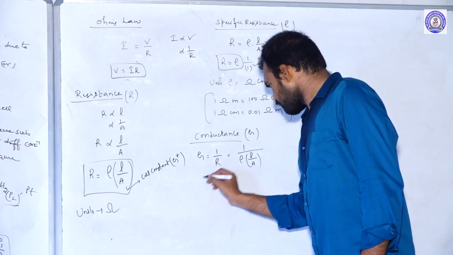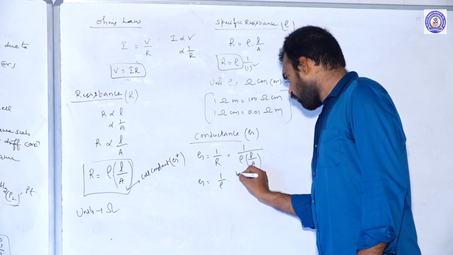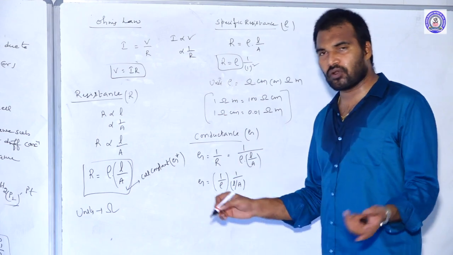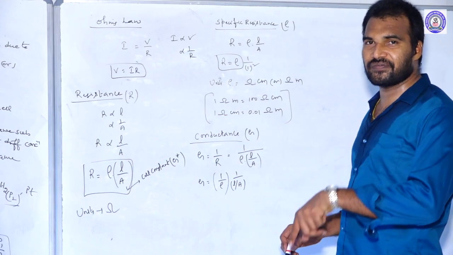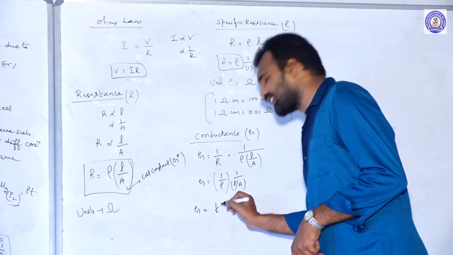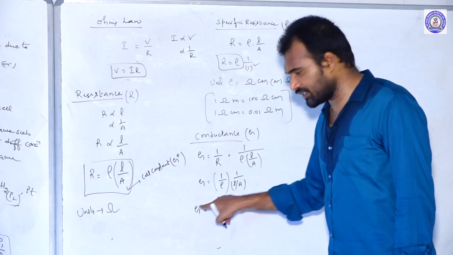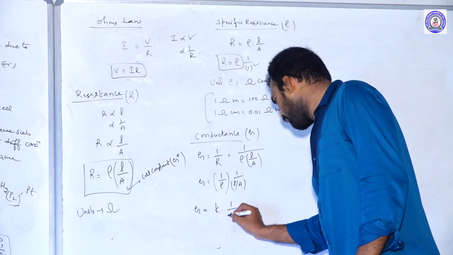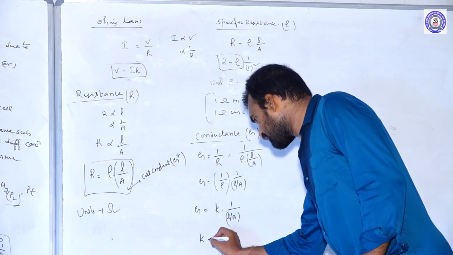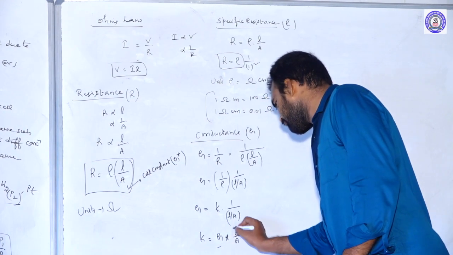G is equal to 1 by rho into 1 by L by A. 1 by rho is the reciprocal of specific resistance, which is the specific conductance. So in its place, I am writing K, which represents specific conductance. K means kappa. So conductance G is equal to specific conductance into 1 by L by A. Now we bring 1 by L by A to this side. Then what can we write? Specific conductance K is equal to conductance into L by A.